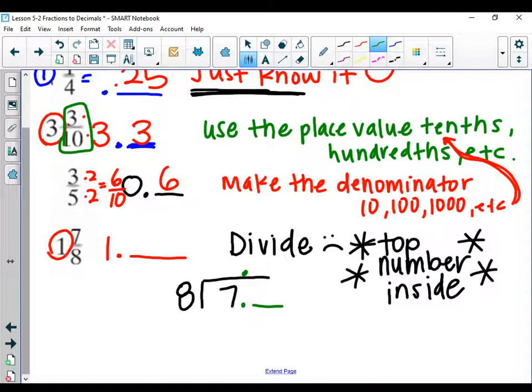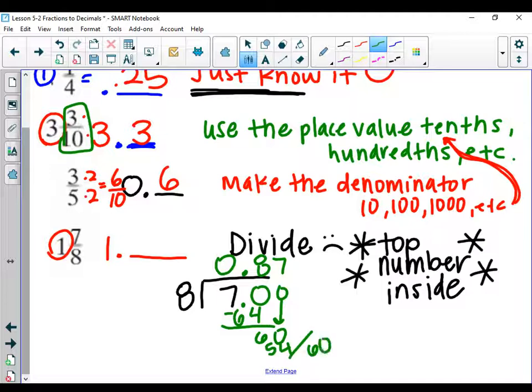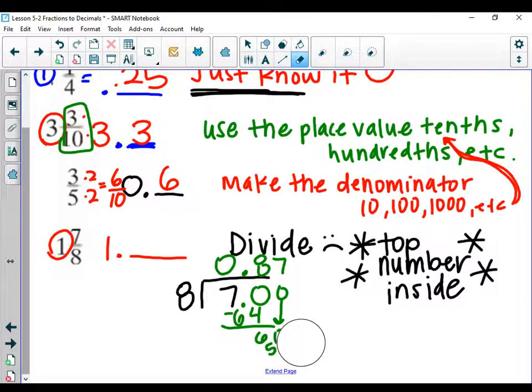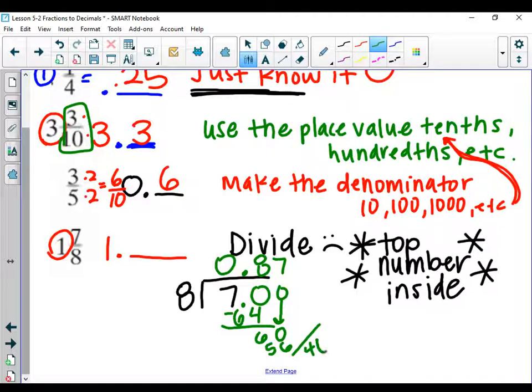Eight does not fit into 7, but it fits into 70. I'm going to run out of room. Oh, I made a mistake too. $1.875.